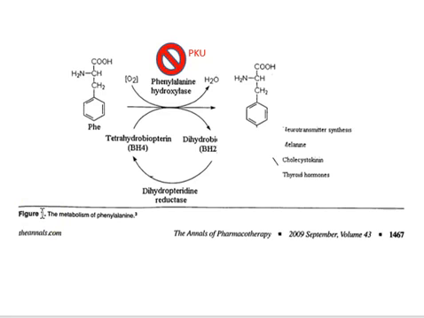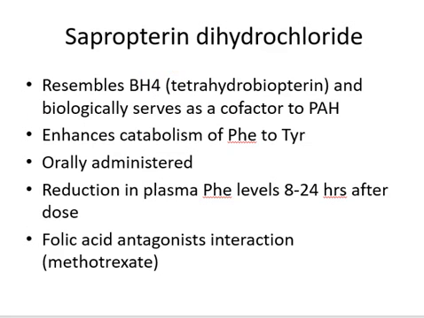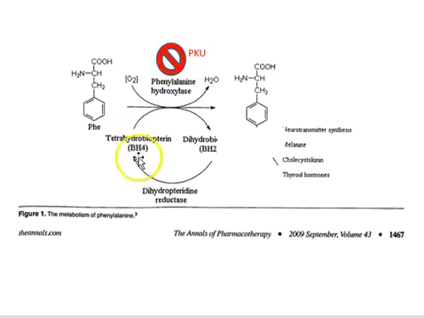Let's switch gears and talk about PKU. And so phenylalanine hydroxylase is really the main enzyme that we're going to talk about here. These PKU patients either lack the enzyme or have deficiencies in the activity of the enzyme. In either case, they cannot convert phenylalanine to tyrosine. And so what we do is we supply this drug, sapropterin dihydrochloride. And what this does is it basically resembles the cofactor BH4. And so BH4 is this cofactor. You can see it in this enzymatic pathway.